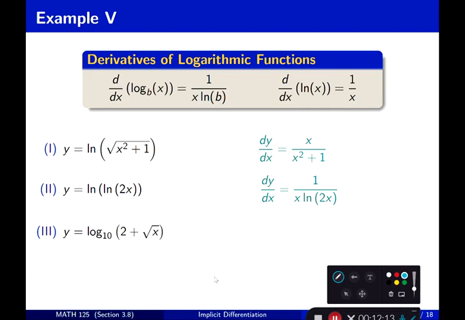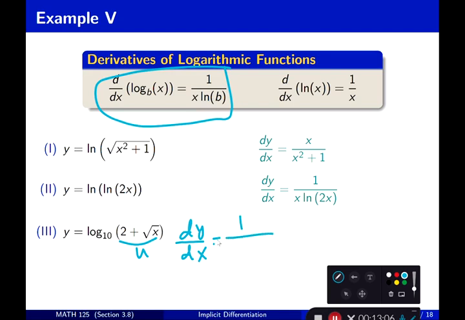Example 5, part 3 now. Let's take the derivative of log base 10 of 2 plus square root of x. Nothing to do with the logarithmic laws, so let's just use this formula this time. If u is 2 plus square root of x, dy/dx is derivative of log base 10 of u times u prime. And so derivative of log base 10 of u is going to be 1 over u times natural log of 10.